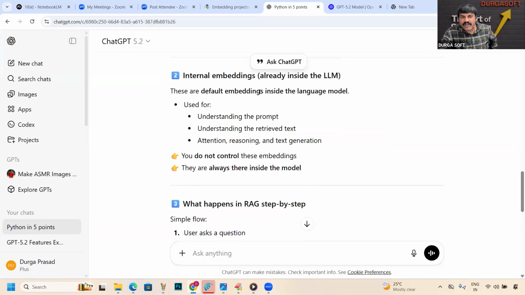Next, what about internal embeddings? These are the default embeddings inside the language model. They are used to understand the prompt, understand the retrieved text, and for attention, reasoning, and text generation. Default embeddings are going to be used.